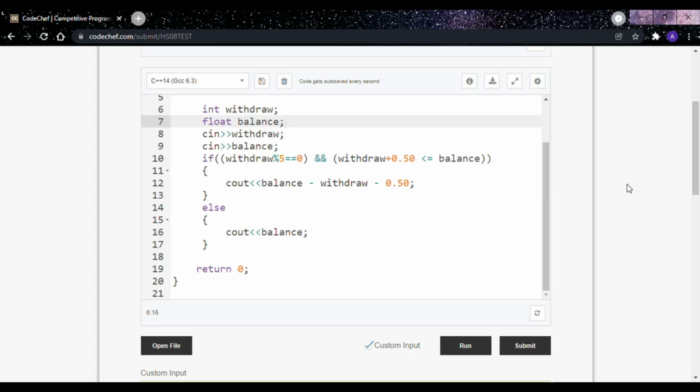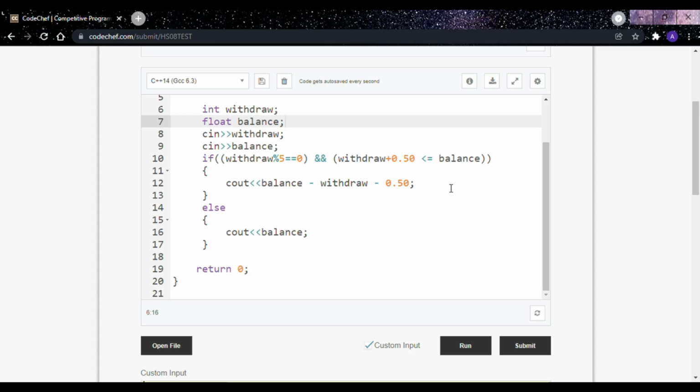Now we'll be taking input in our respective variables. Once we are done taking the inputs, we'll be placing an if condition which further consists of two conditions. The first condition says that the withdrawal amount mod 5 is equal to 0, or the withdrawal amount is a multiple of 5. The second condition says that the withdrawal amount plus 0.5 should be less than or equal to the balance amount. Now if both of these conditions get satisfied, we'll be printing the balance amount.